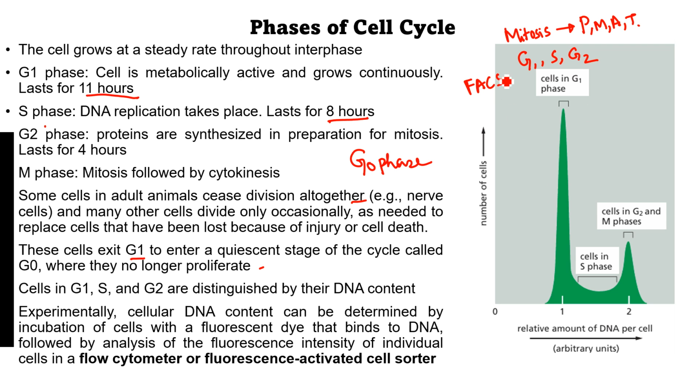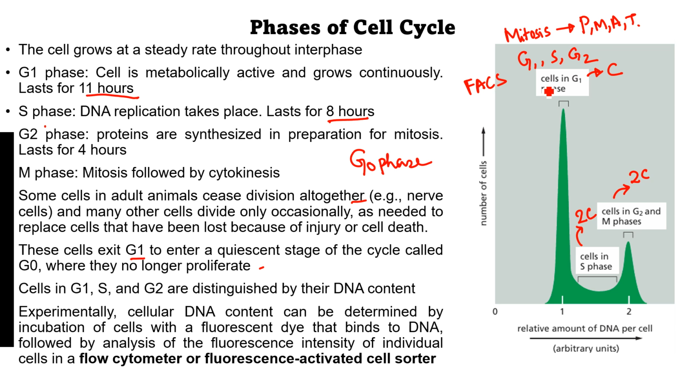If you see this figure on the right, the y-axis has the number of cells and the x-axis has the relative amount of DNA. In the G1 phase, if the amount of DNA present in the cell is C, then in the S phase the amount of DNA becomes 2C, and in G2 and M this 2C will remain. This is the profile that you get when you sort cells using a flow cytometer.